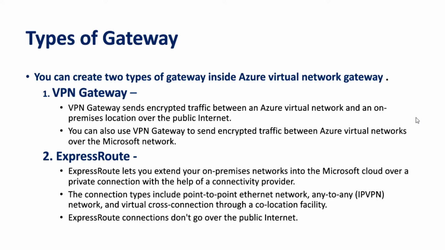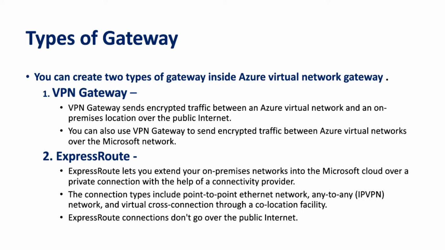Now let's see how many types of gateway we can create under a virtual network gateway. Basically, we can create two types of gateway inside Azure Virtual Network Gateway. The first one we call a VPN gateway. A VPN gateway is point-to-site, site-to-site or VNet-to-VNet. And another one we have is ExpressRoute.